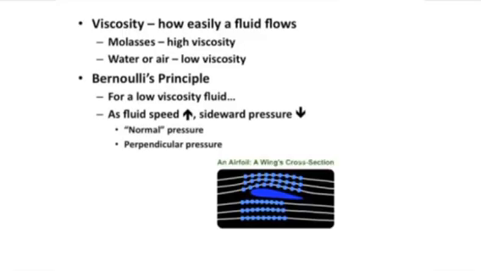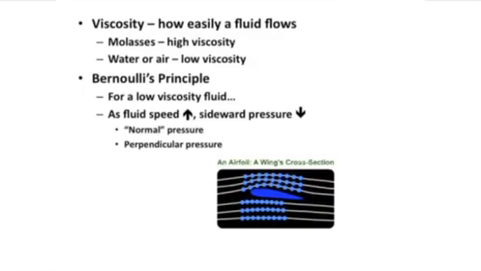Now, here's what Bernoulli found: for a low viscosity fluid, as the fluid speed increases as it passes over an object, the sideward pressure exerted by the fluid goes down. This is sometimes known as "normal" pressure. I have "normal" in quotes because it really means perpendicular pressure.